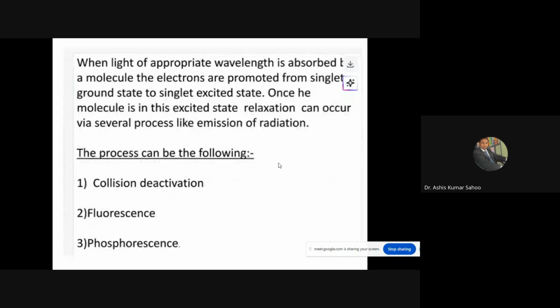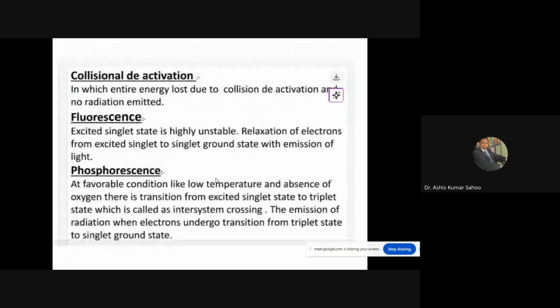Light of appropriate wavelength is absorbed by the molecule, and electrons are promoted from the singlet ground state to an excited state. So these processes can be collision deactivation, fluorescence, and phosphorescence. So what is collision deactivation? In this, the entire energy is lost due to collision deactivation, and no radiation is emitted.